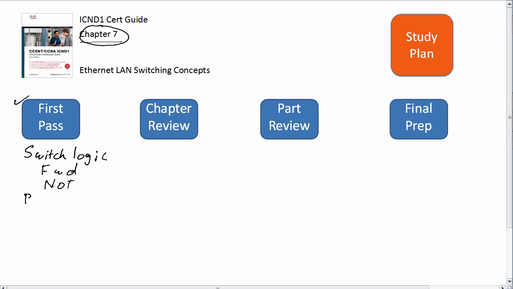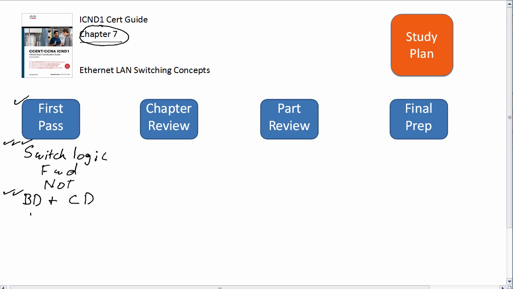The other thing you want to know is the concept of a broadcast domain and collision domain. These are defined, you see examples, you want to have a good handle on those concepts. In fact, switching logic is even a little more important. Broadcast and collision domains, a little less important, but both very important.